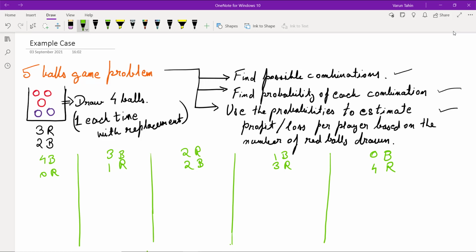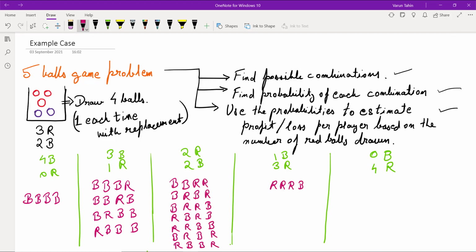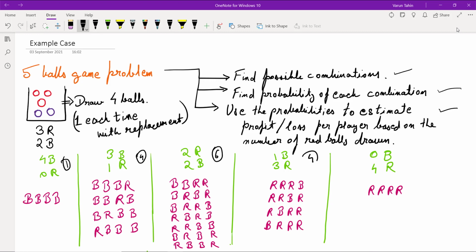Now we will see the number of combinations which can be formed in each of the categories. There is only one possible way here: all 4 balls are blue. Then for 3 blue balls and 1 red ball, there can be numerous combinations, for example blue, blue, blue, and then red. Likewise for the others we can make the pairs. So you can possibly make out the number of combinations in each of these categories now. Here it is 1, here there are 4, here there are 6, here again there are 4, and here it is 1.